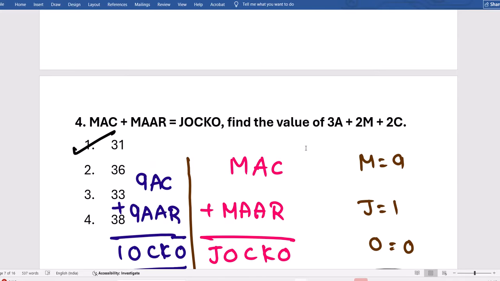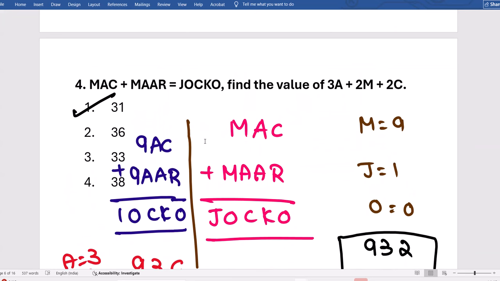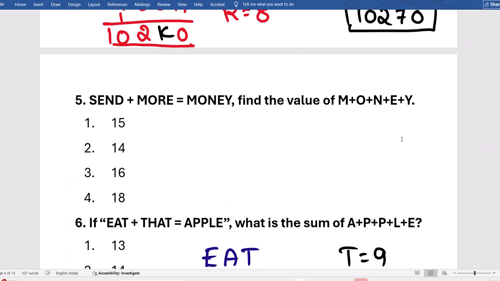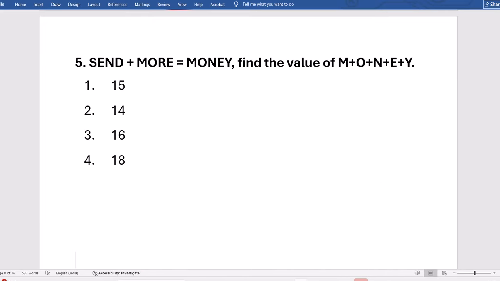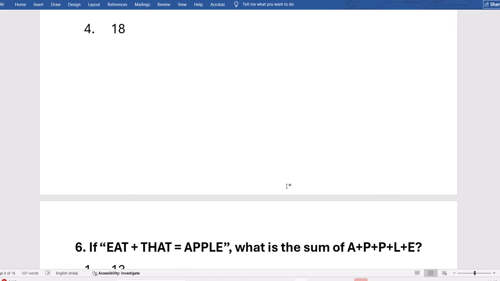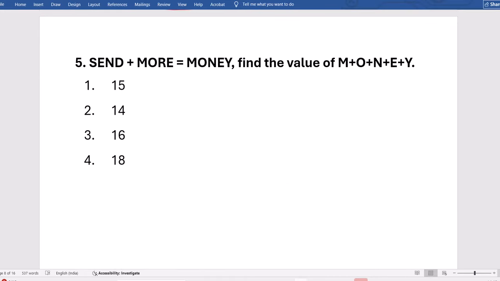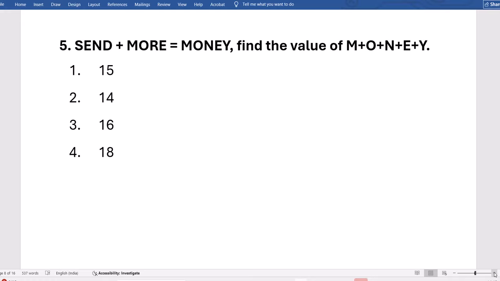Let's see this. 3 digit plus 4 is equal to 5 digit. Then there is a clue initially. This is the break point for us. Next question: SEND plus MORE equal to MONEY. What is the value of MONEY? M plus O plus N. SEND plus MORE equal to MONEY. Find the value of MONEY.